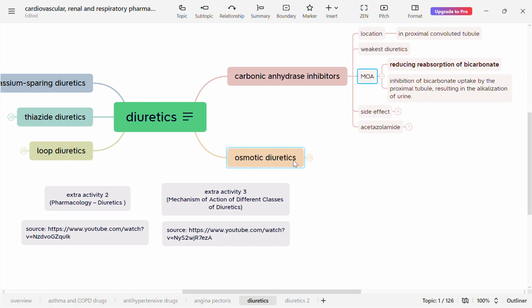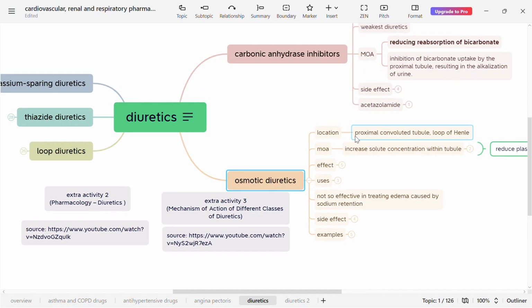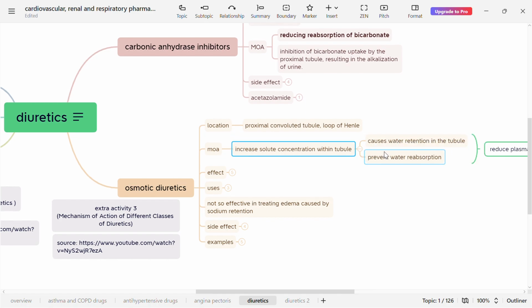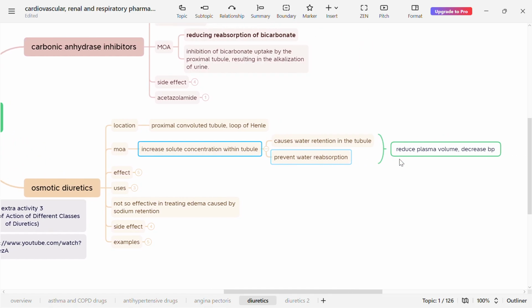So the next one is the osmotic diuretics, where the location is at the proximal convoluted tubules and also the loop of Henle. Its mechanism of action is increased solute concentration within the tubules. It will cause water retention in the tubules as well as prevent water reabsorption. This will cause reduced plasma volume as well as decrease the blood pressure.